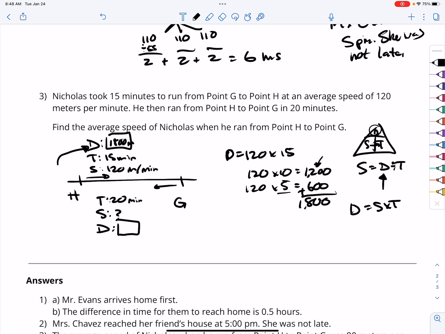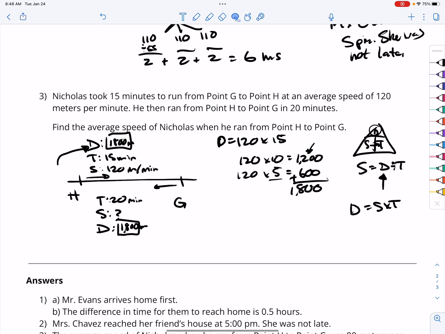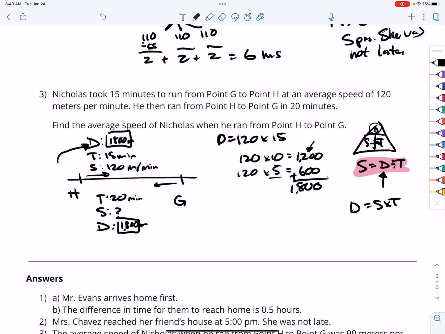So if that's the distance from H to G, then that will also be our distance from G to H. So now that we've calculated that distance, you have the missing piece of information to be able to calculate that speed. So take a moment, pause the video, and calculate what is Nicholas's speed from G to H using this information here.